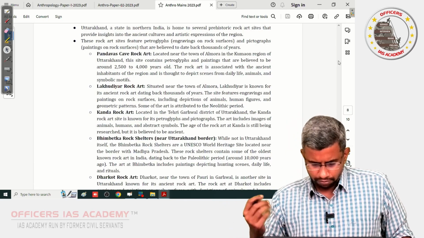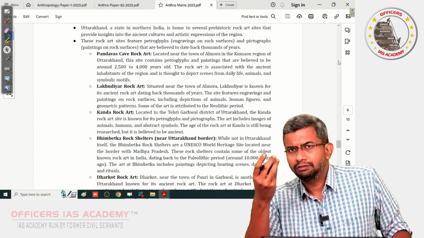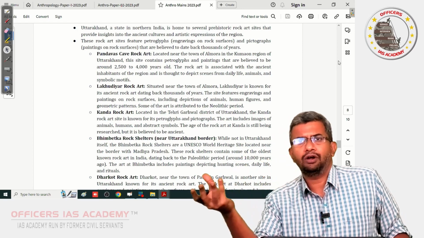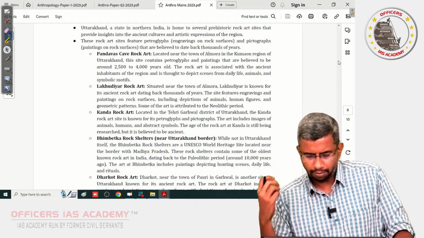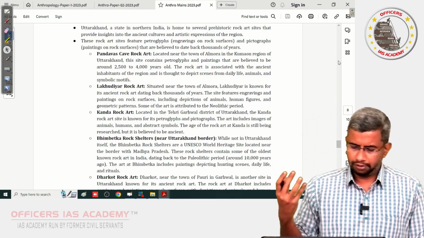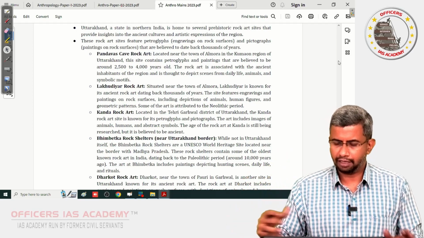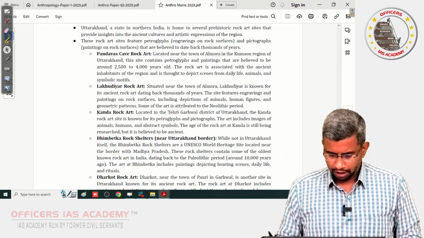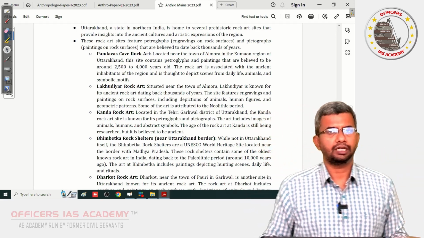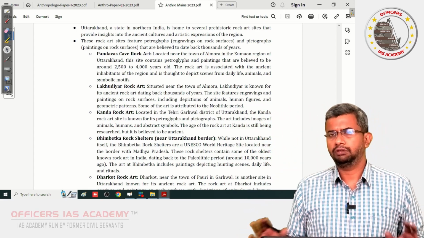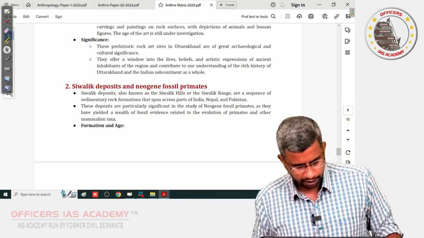It's about primarily the late Paleolithic, Mesolithic, primarily early Neolithic period. It's about paintings on rock surfaces, then depiction of animals, human figures, geometric patterns, etc. Right? That is the late Paleolithic, Mesolithic, Bhimbetka rock shelters. All these are examples of or significance of Uttarakhand rock paintings.